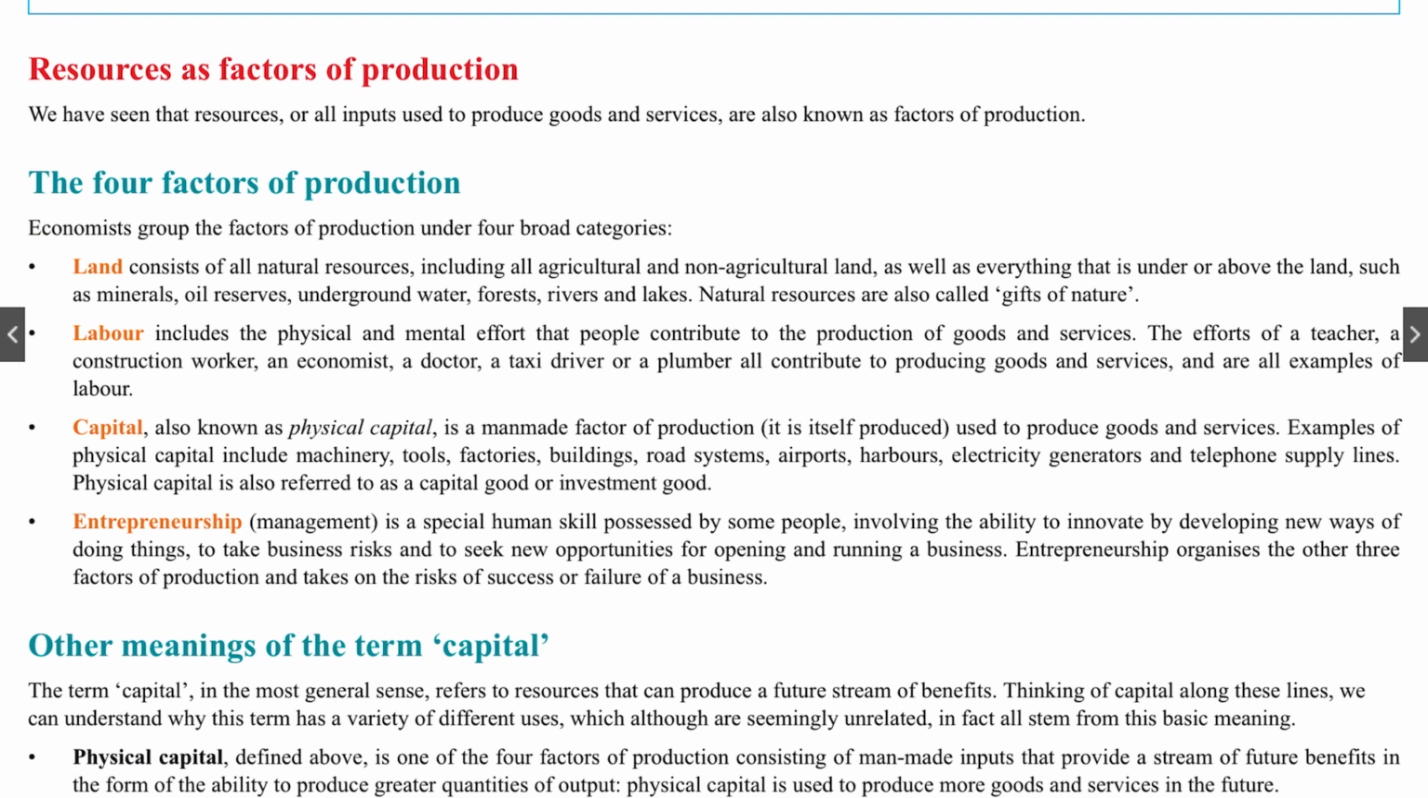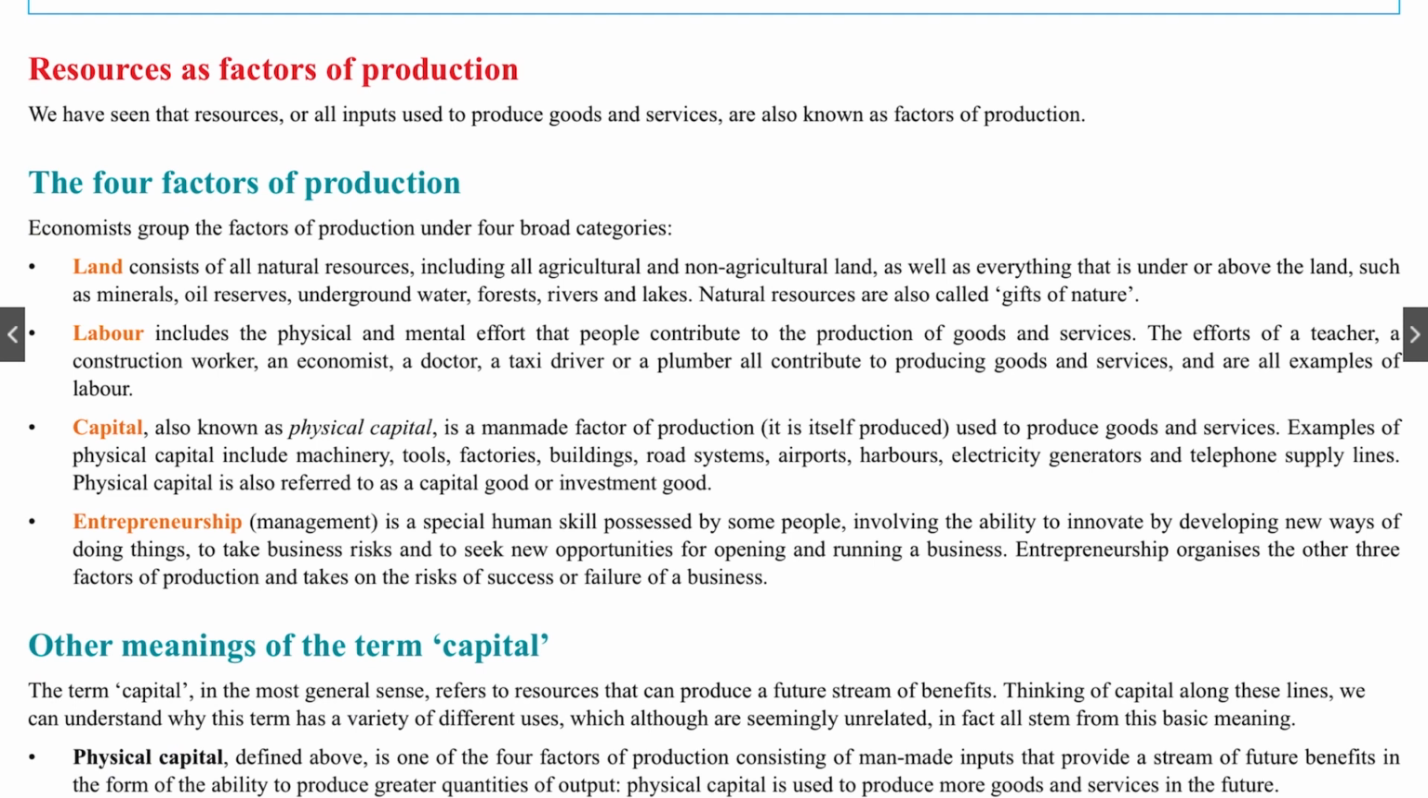Then we have labor, which shouldn't be confused with actual hard labor. It basically just includes everything, like being a teacher, construction worker, economist, doctor, taxi driver, etc. Anything that requires time and effort is considered labor. It just includes any job. Then we have capital, which are man-made factors of production, such as machinery, tools, factories, buildings, road systems. Capital is just a good that allows for the production of another good.